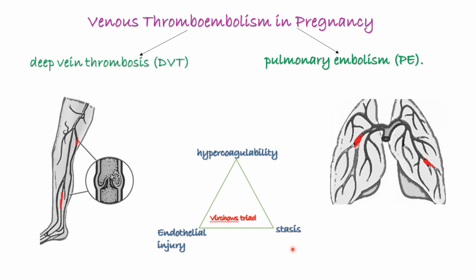The next is stasis. This is when you have abnormalities in blood flow. And endothelial injury is when you have damage to the inner lining of the blood vessel, and this can occur during surgery, during physical trauma, and for example in insertion of intravenous catheters.